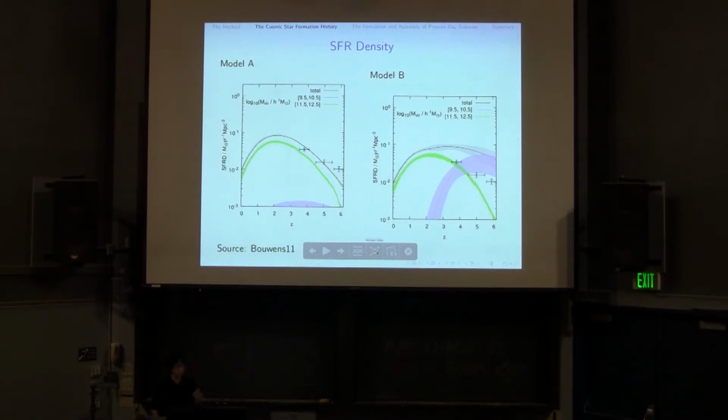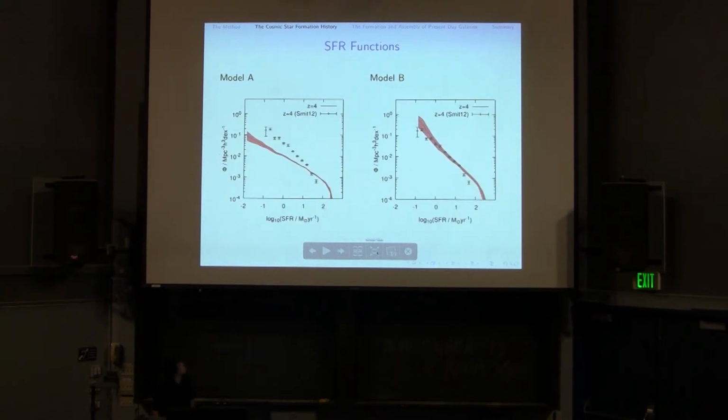Okay, let's compare the model prediction with the observations. It seems that model A is more compatible with the observations, because the observation shows a very clear trend that the star formation rate density declines with redshift. However, before we make that conclusion, let's look further into the model predictions. For example, let's look at the star formation rate function. The star formation rate function is just the number density of galaxies in each star formation rate bin.